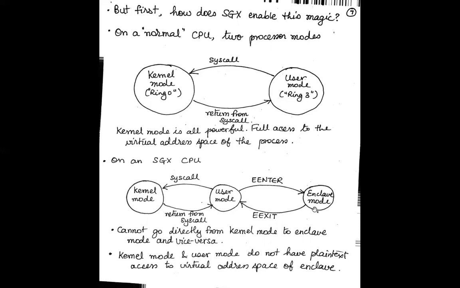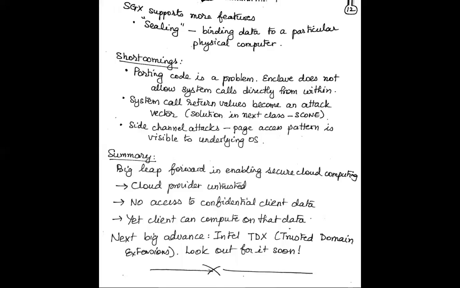And that's possible, right? The system call over here, because it's being executed by user mode, you have to make sure that the results are correct and the enclave is actually getting the correct results of the system call. Okay, and that is a big problem. The system call return values become an attack vector.